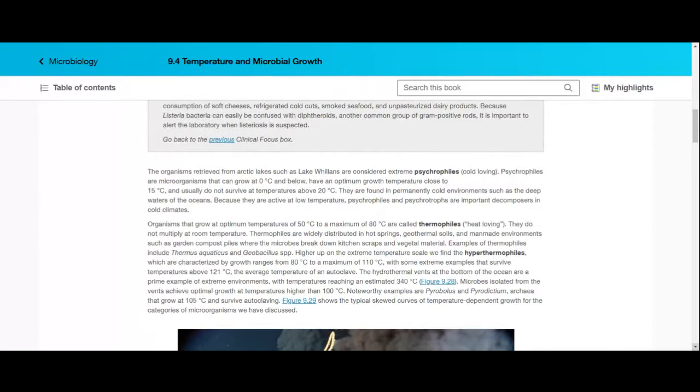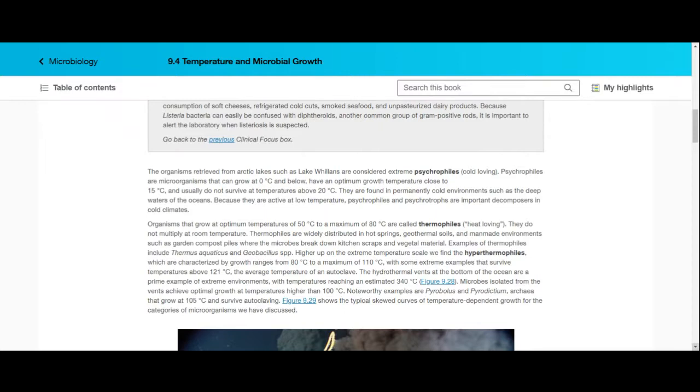But then we get to a class below those, the psychrophiles. Now, psychrophiles, you see there, their optimum growth temperature is about 15 degrees Celsius. So that's even cooler than average room temperature, and they can grow at 0 degrees and below. These are found in the Arctic and the Antarctic. They're very important in decomposition processes at like the North and South poles in the tundra.